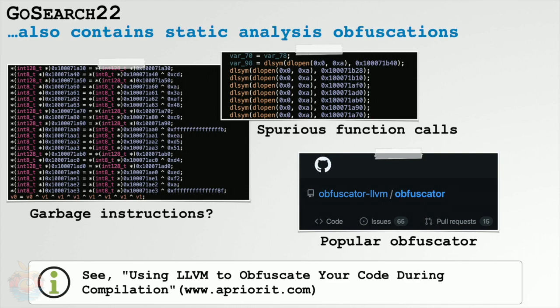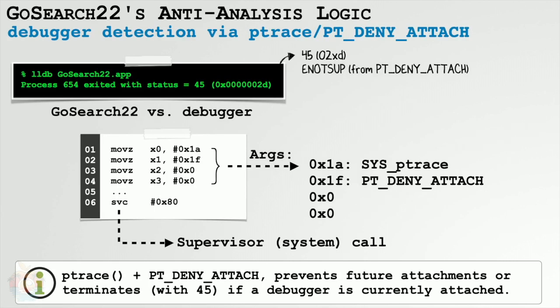It's also important to note that if we load the GoSearch22 malware, the parent malware, into a disassembler and try to decompile it, it just turns out to be junk. The malware authors have obfuscated the code. I believe they used the public LLVM obfuscator, which adds garbage instructions and spurious function calls. Again, this is just an effort to complicate our analysis and confuse the decompiler. So unfortunately, we have to use the disassembler and get down and dirty with ARM64.